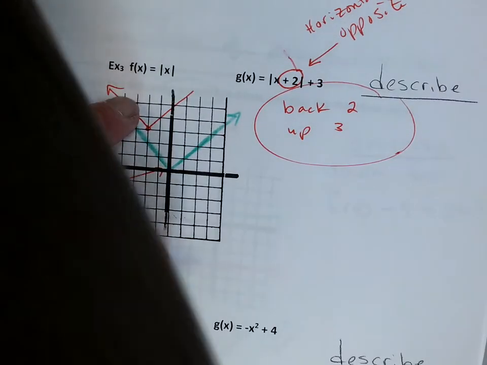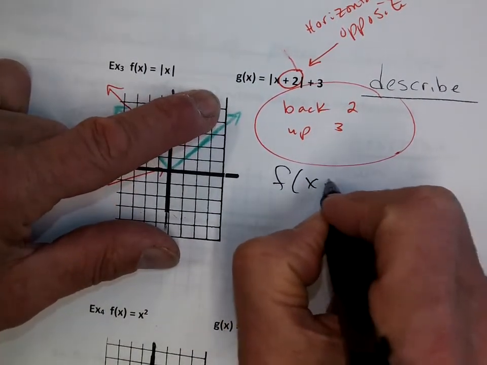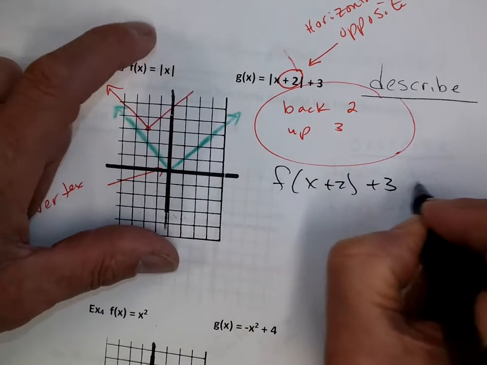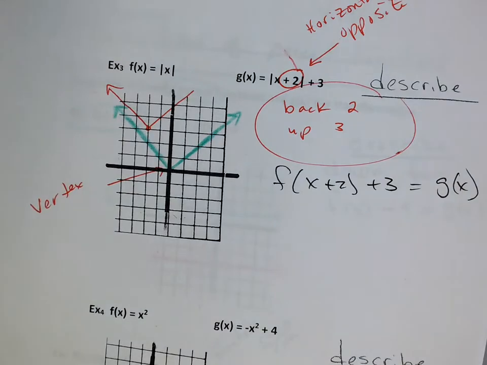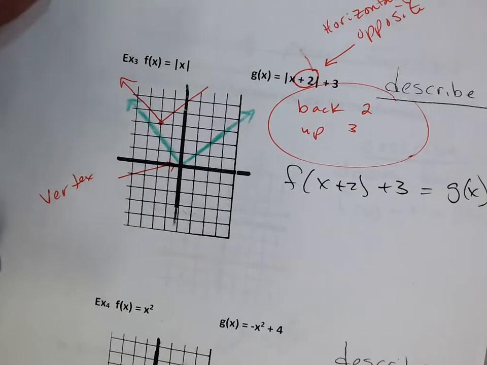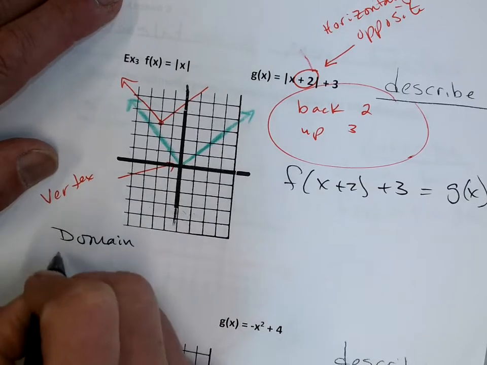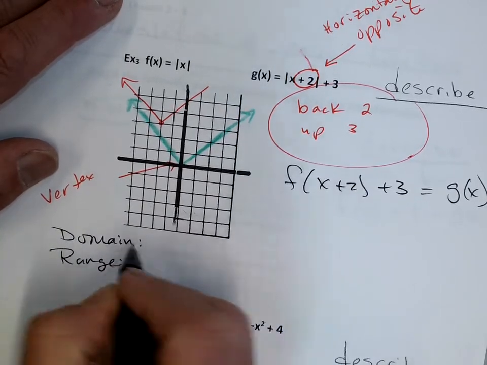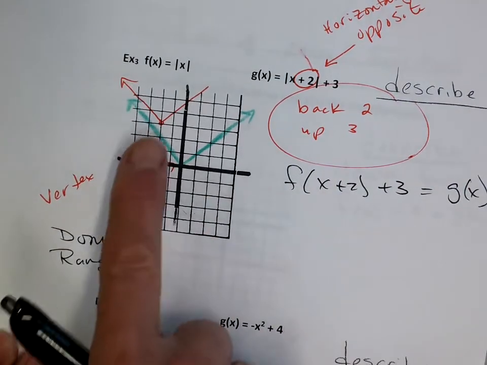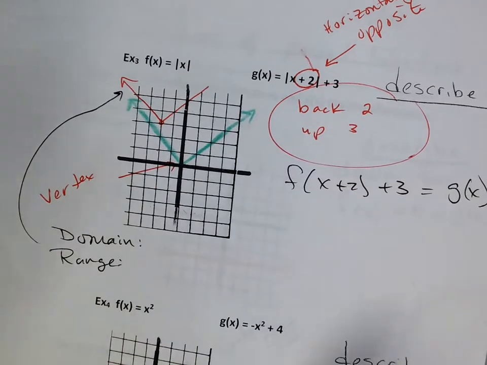took f of x, and we went +2 and then +3 to give me g of x, okay? That's the mathematical description. Real quickly, if I want to ask for domain and range of this function, okay? Now, I want domain and range of that one.